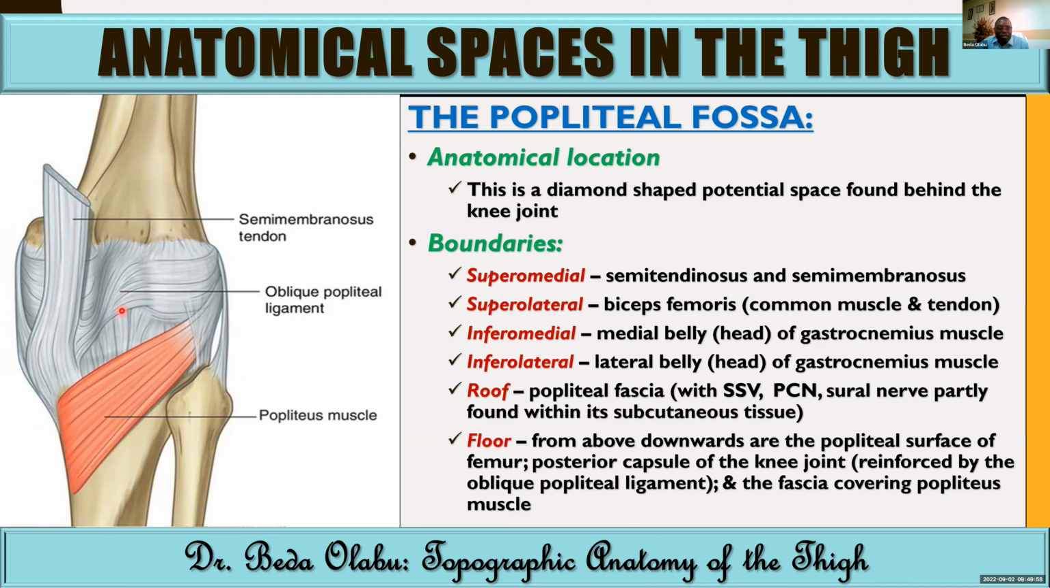This ligament here, called the oblique popliteal ligament, is an extension of the insertion of semimembranosus muscle. So semimembranosus muscle comes to insert somewhere there. Then from there, we get some expansion or extension that reinforces the posterior aspect of the capsule of the knee joint. We call that the oblique popliteal ligament.